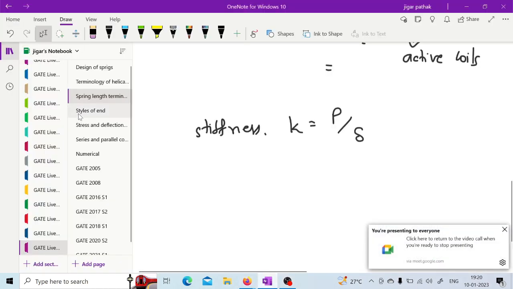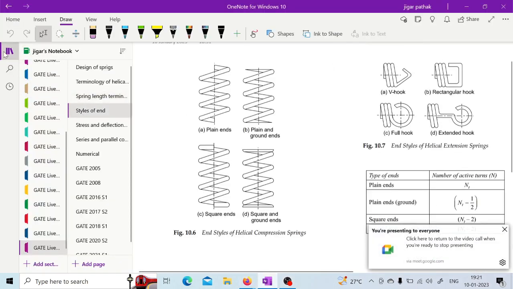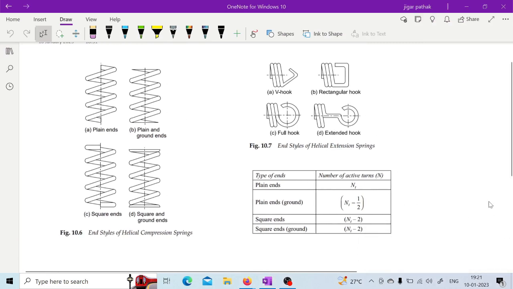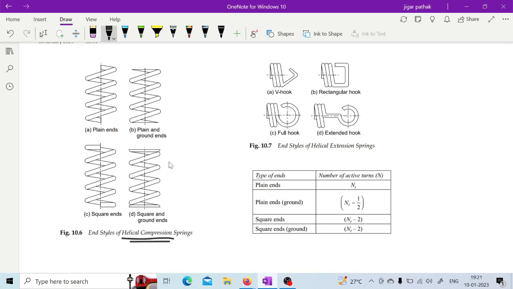So now if we go for this style of end, as we have just now discussed, in case of this particular helical compression spring, there are different types of end, right? So this table belongs to this helical compression spring, and in that case this number of active turns is defined, as we have just now discussed active turns and inactive turns, right? So here this plain and ground end, similarly square ends and square and ground end, and how the number of active turns are calculated in those particular cases is mentioned in this table, right?